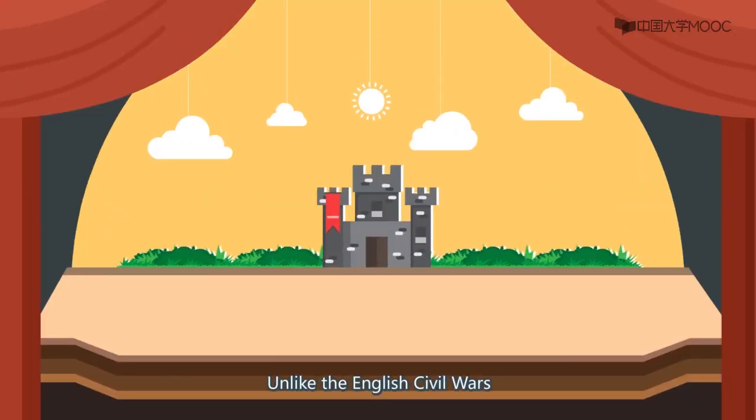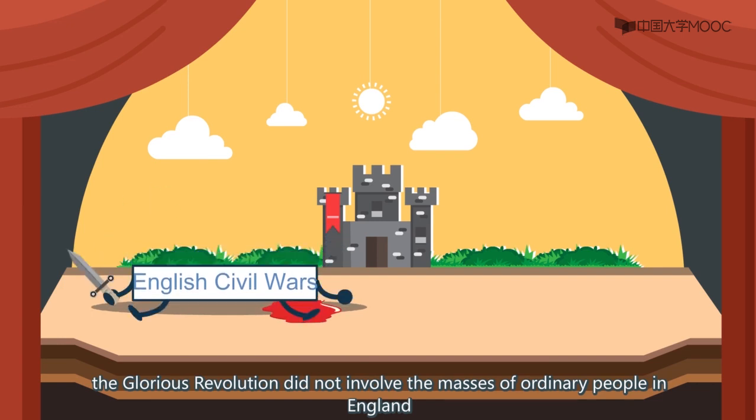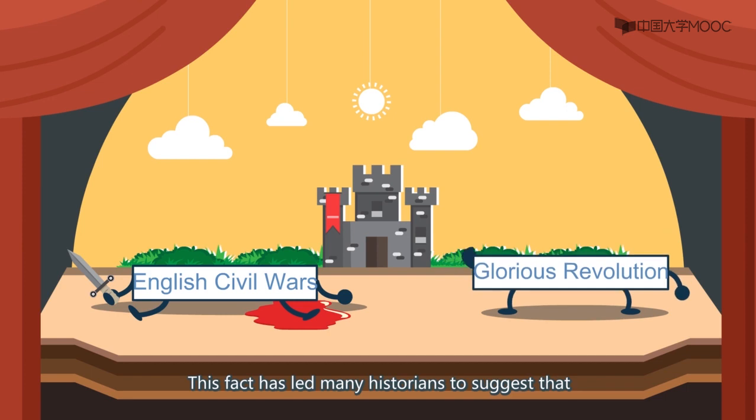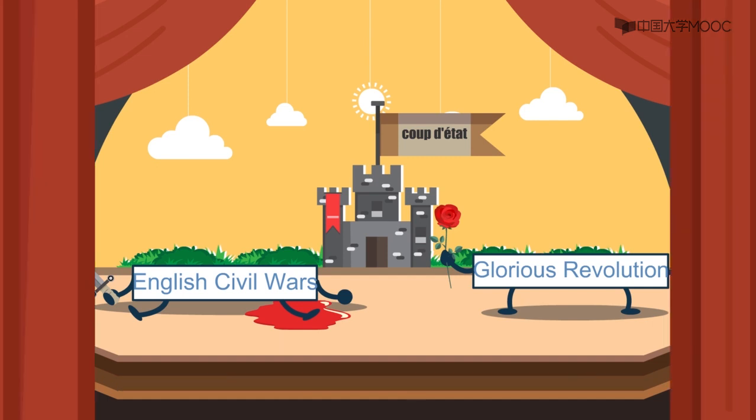Unlike the English Civil Wars, the Glorious Revolution did not involve the masses of ordinary people in England. This fact has led many historians to suggest that, in England at least, the events more closely resembled a coup d'état than a social revolution.